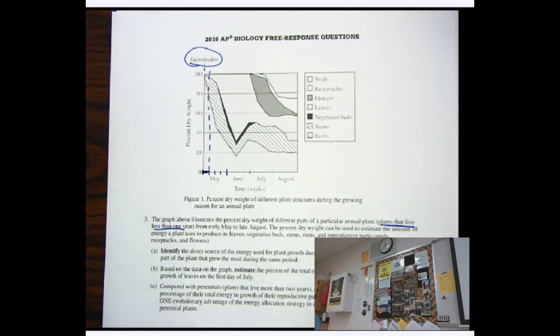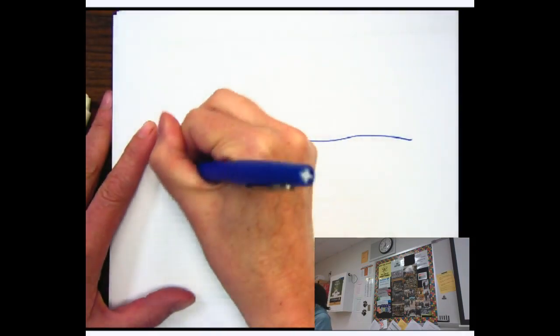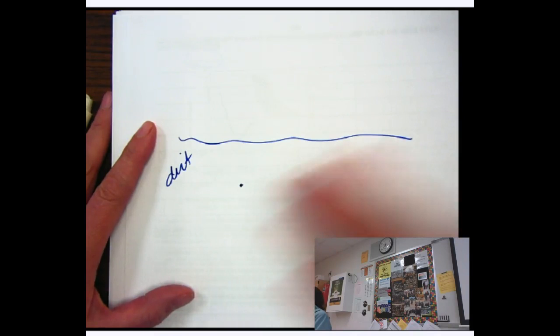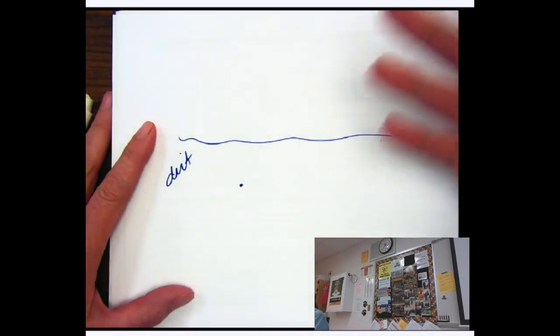But where's the source of energy coming from? Remember, where's the glucose found, though? Okay, so here's the dirt. Here's the seed that's underneath the dirt. There's no photosynthesis happening here at all, right? Because there's no sunlight getting to that plant. And we're not getting energy from soil or the dirt.